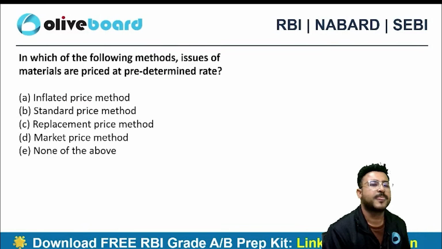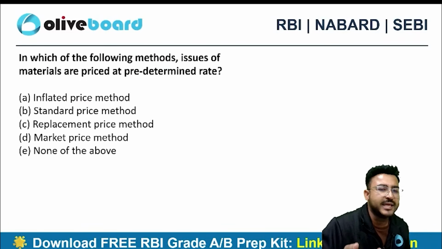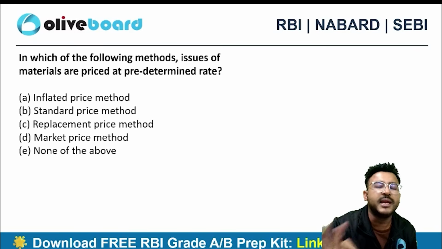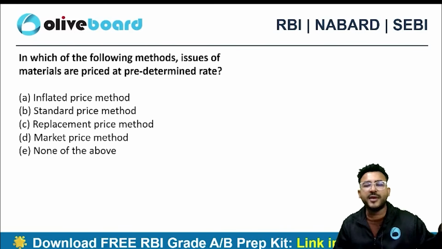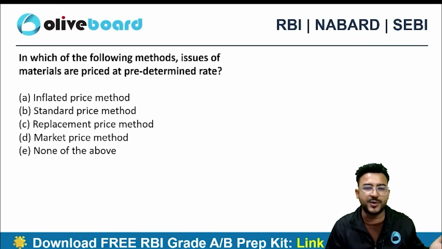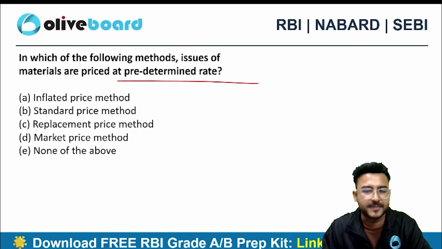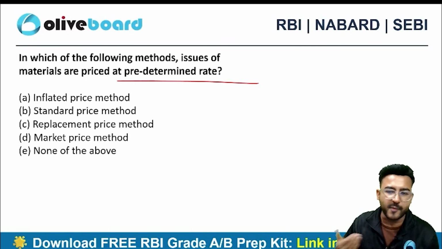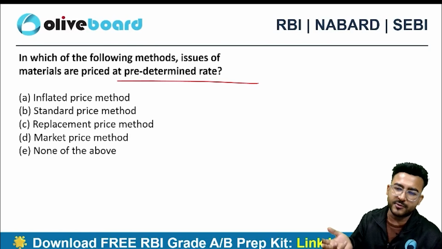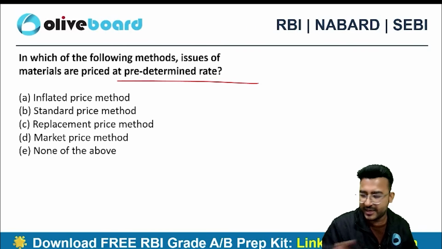Next one, in which of the following methods are issues of materials priced at a predetermined rate? Now, this can be a complex question for those who don't understand what predetermined cost is all about. There's a hint in this question as well. For those who don't know what predetermined cost is, it will be a difficult question, and for those who know, it will be a very simple question.